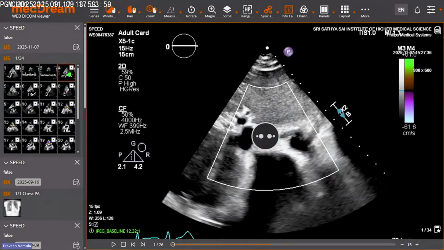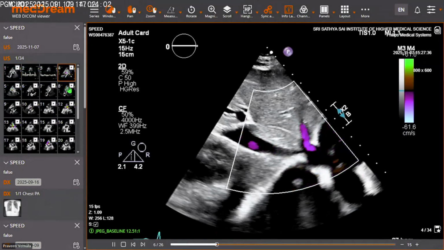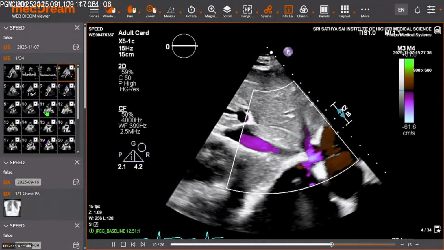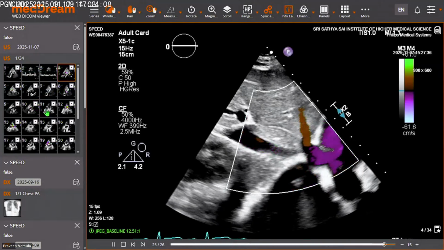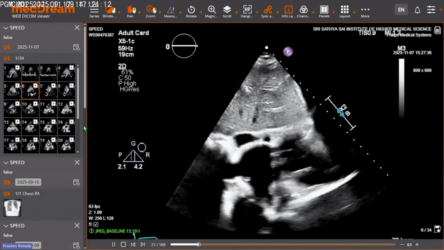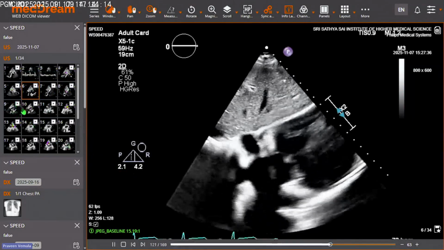Situs solitus. Normal draining of IVC into the RA. Levocardia, with the apex towards the left side.